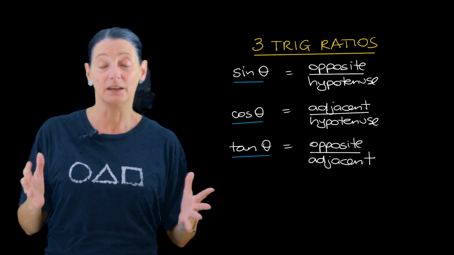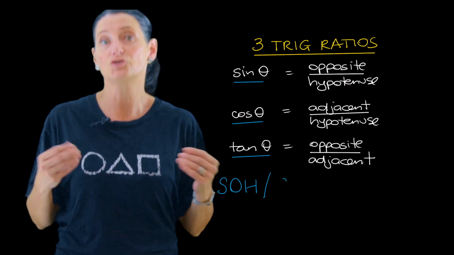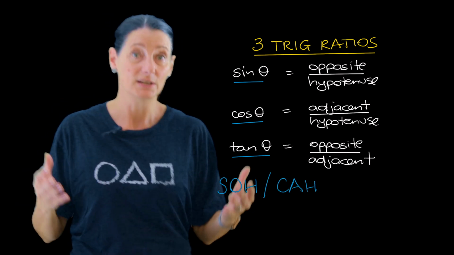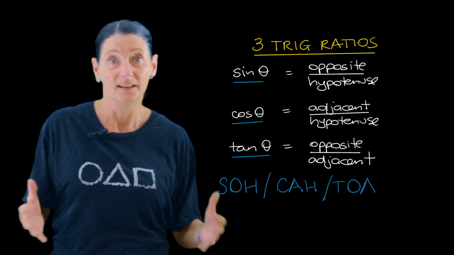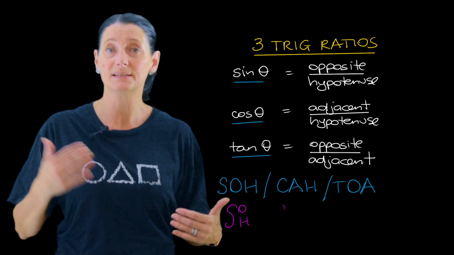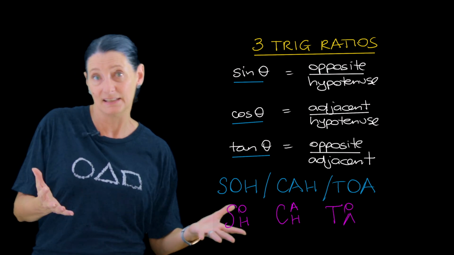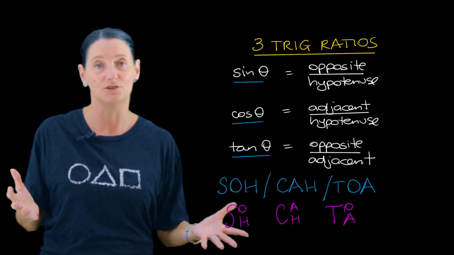It sounds a little bit confusing, but if we bring them all together, we create a word that we can say: SOHCAHTOA. That stands for sine opposite over hypotenuse, cos adjacent over hypotenuse, tan opposite over adjacent. And if we write it in this funky little way, it's so easy to remember.